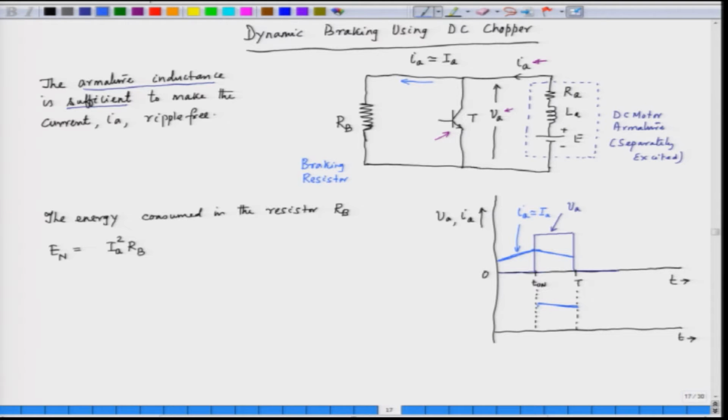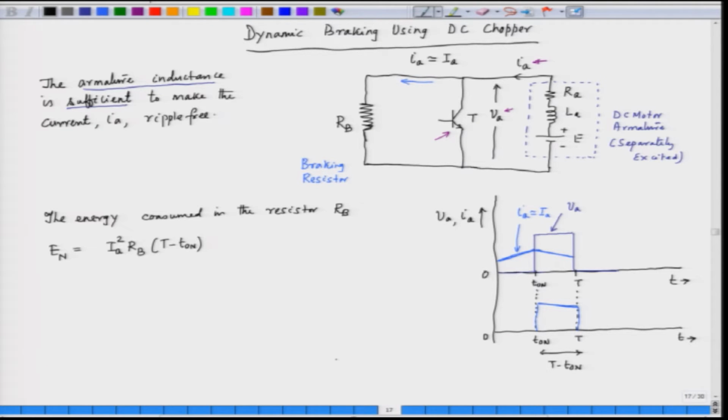So, this is the current through the braking resistor, and the ripple has been ignored. This is T on and this is capital T. So, the time for which the current is flowing in the braking resistor is capital T minus T on. This is the time for which the braking resistor is supplied with the current.